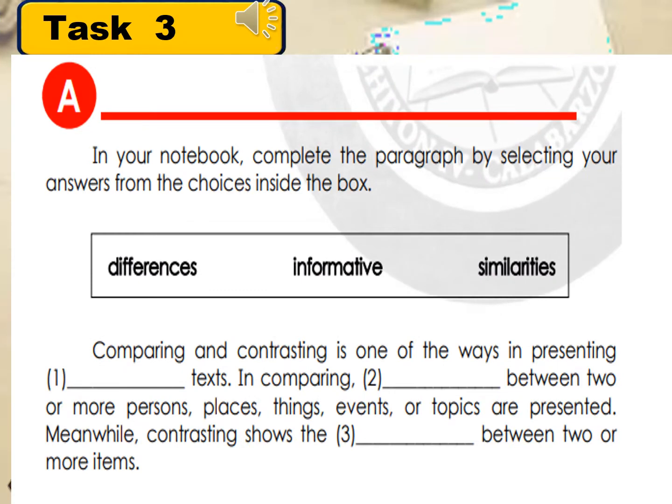And for the last activity, let's complete. The choices are differences, informative, similarities. Let's read. Comparing and contrasting is one of the ways in presenting blank text. In comparing, blank between two or more persons, places, things, events, or topics are presented. Meanwhile, contrasting shows the blank between two or more items.